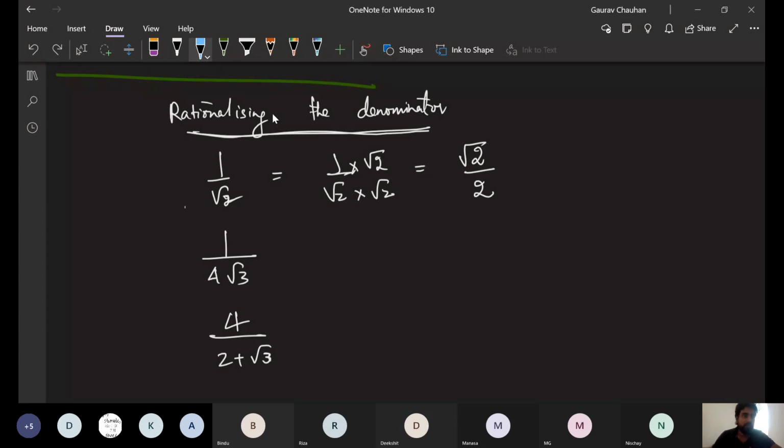No question. Okay, cool. So here also, what do you need to multiply with? Anyone can raise their hands. Bindu, maybe you can tell. What do you think if I have to rationalize this one? If I have to rationalize the second one, what do I need to multiply with? Bindu, what is your thought?